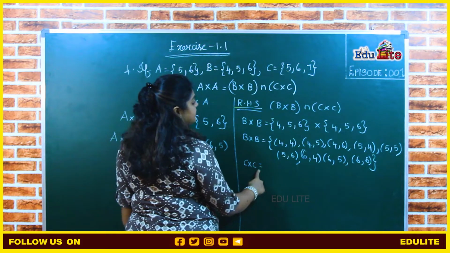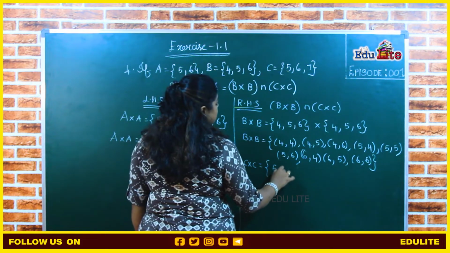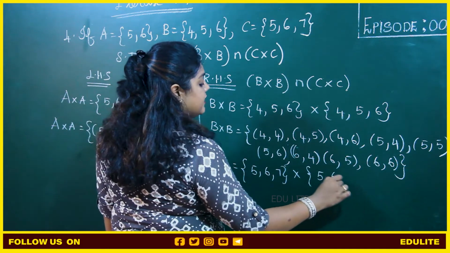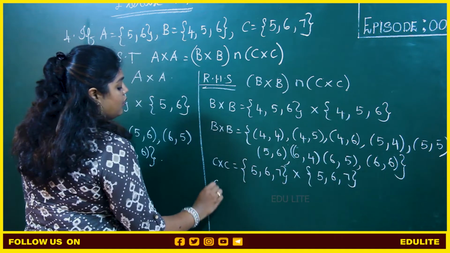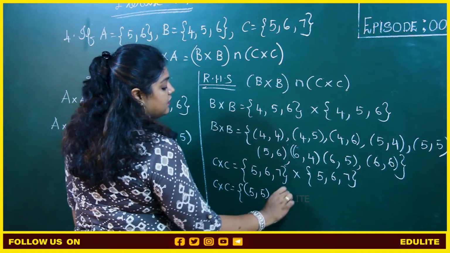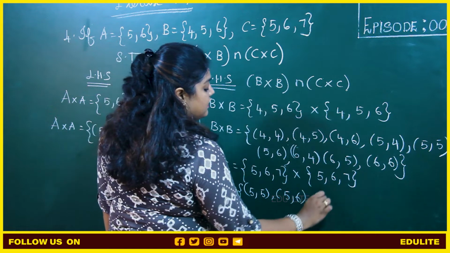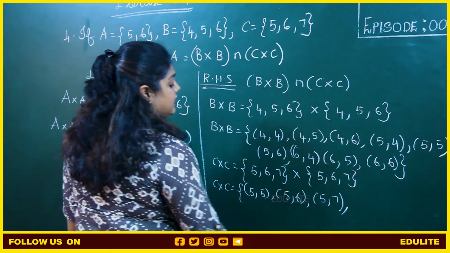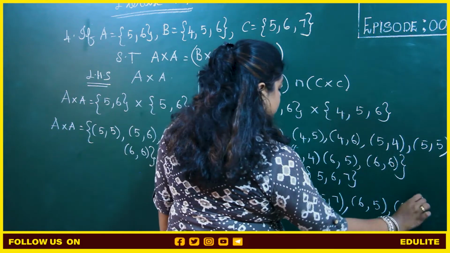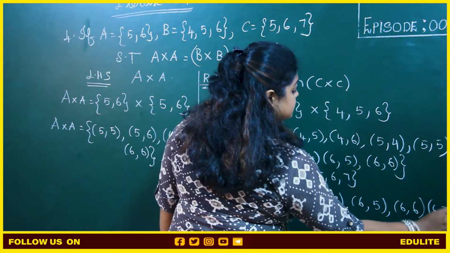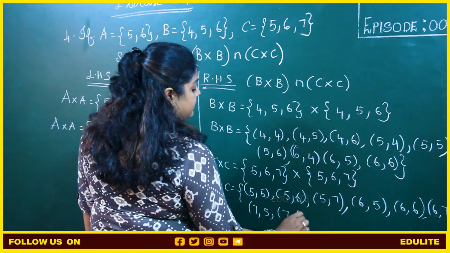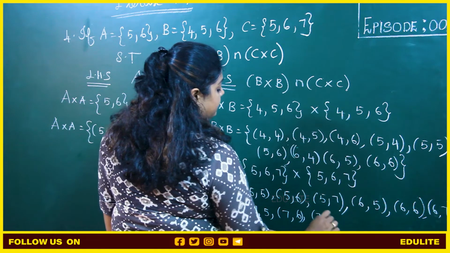Next is C cross C. C cross C is {5, 6, 7} cross product with the same set {5, 6, 7}. What will we get? C cross C is equal to (5, 5), (5, 6), (5, 7). Next (6, 5), (6, 6), (6, 7). Next (7, 5), (7, 6), (7, 7).